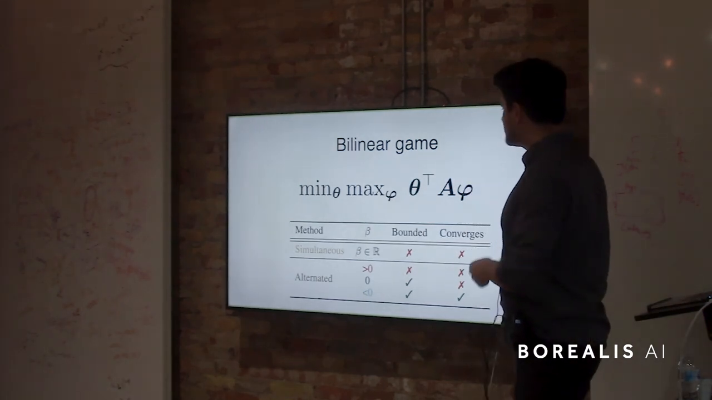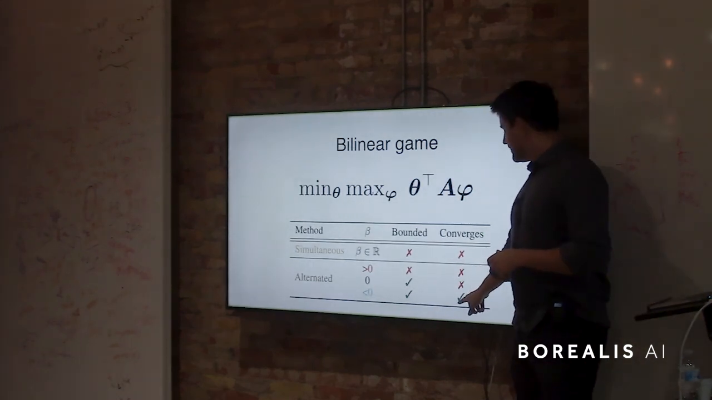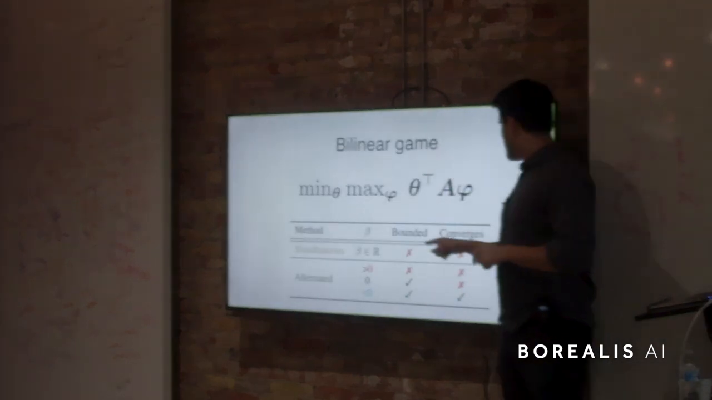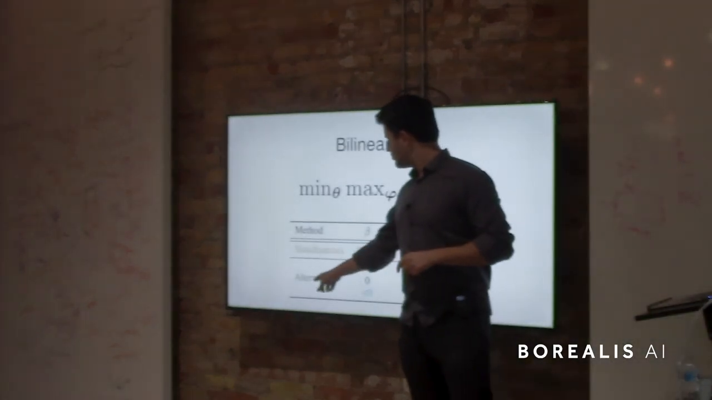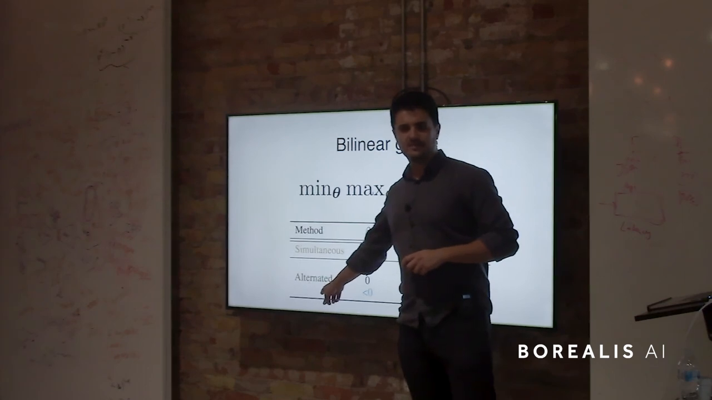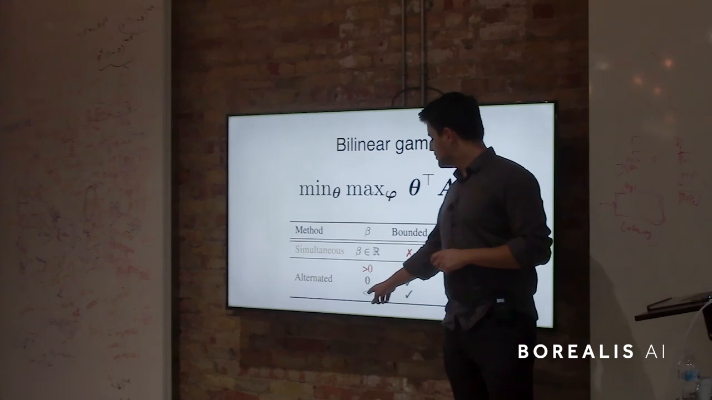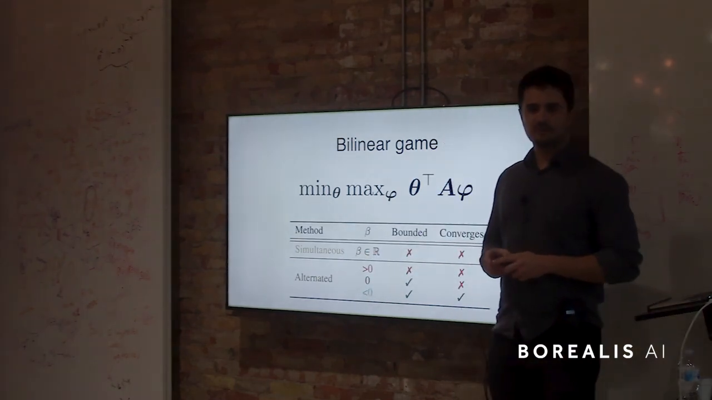So basically what I'm going to tell you here is that the only thing that gets you to the fixed point, if my box is, am I using simultaneous or alternating updates, is the first question. And the second question is, am I using positive, zero, or negative values for my momentum?